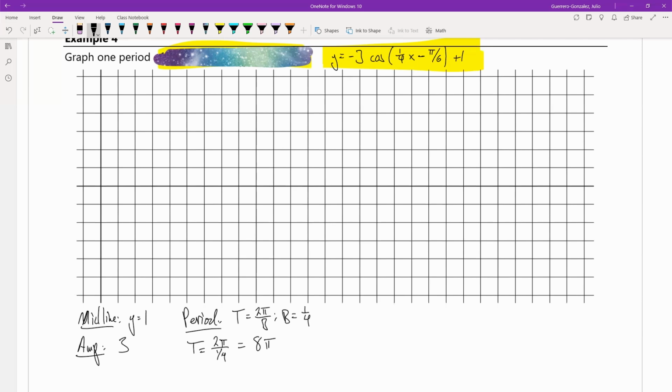Okay? Phase shift. It's going to be c divided by b. Okay? Pi over 6 divided by 1/4. If you compute this outright, it is going to be 2 pi divided by 3. Okay, follow along here, okay?